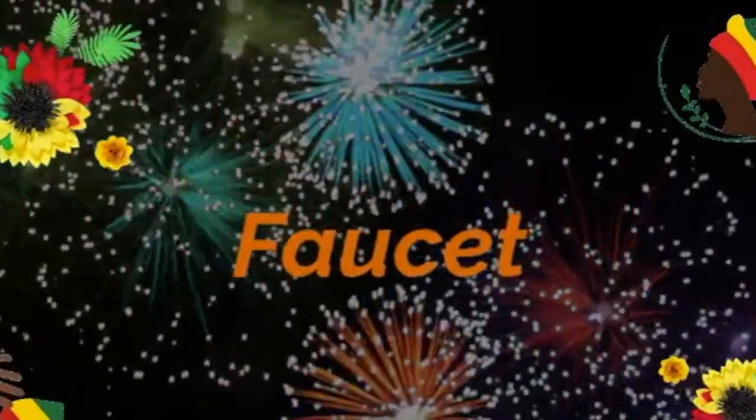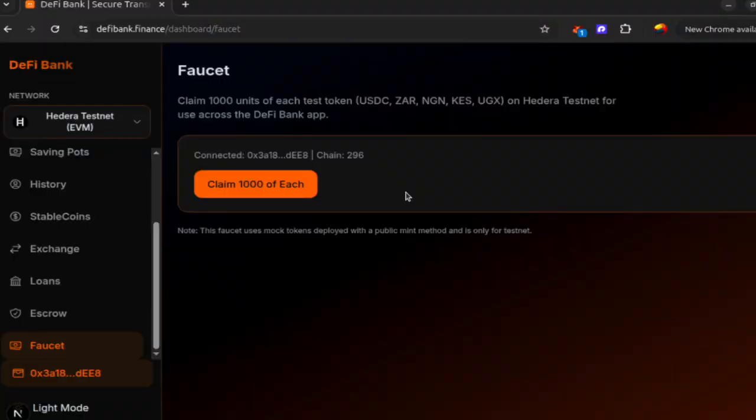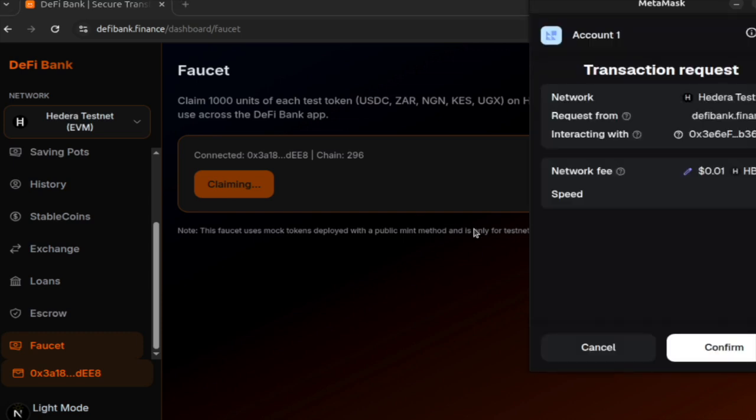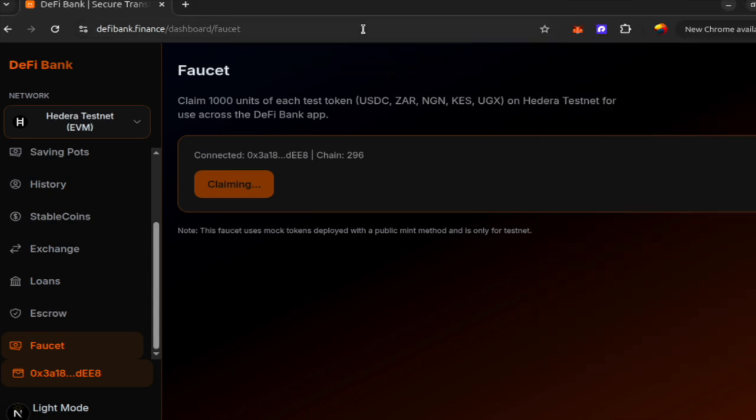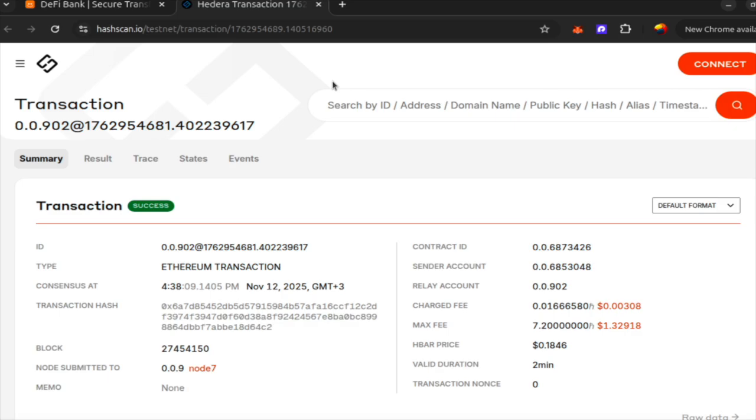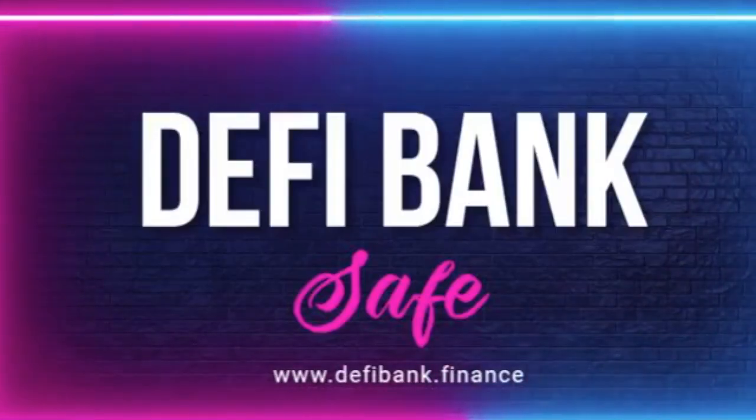We also included a faucet where you can claim all your test tokens in one go. Then you can interact with DeFi Bank. Claim successful.